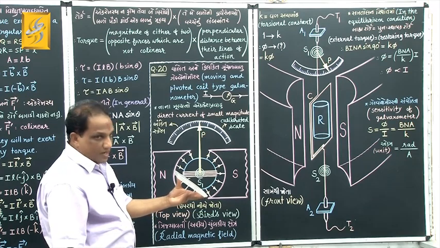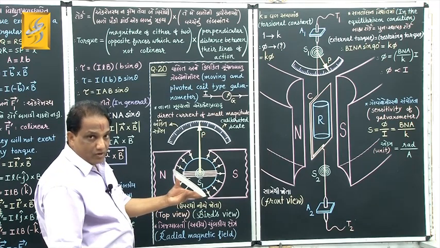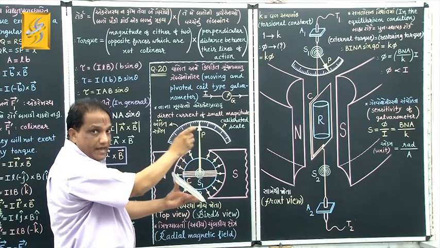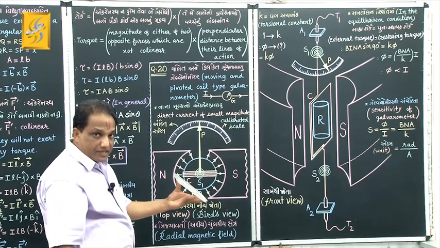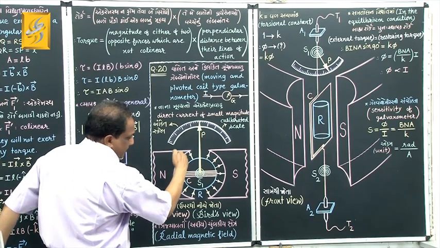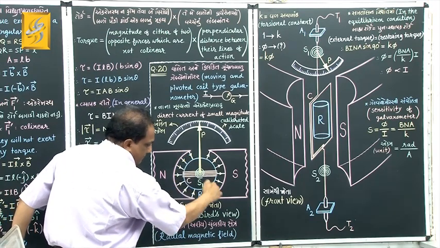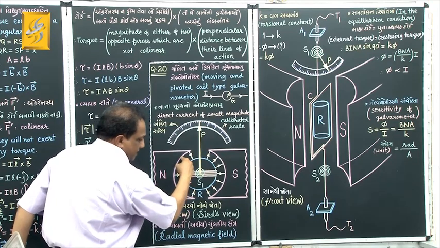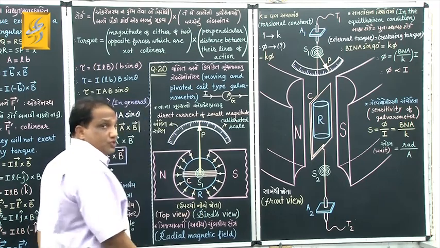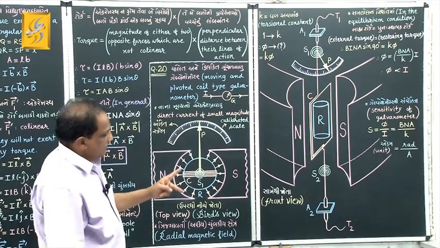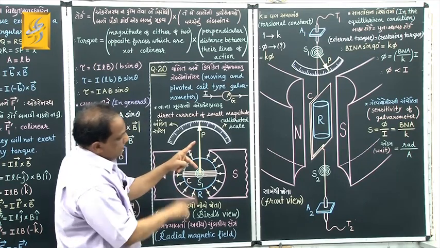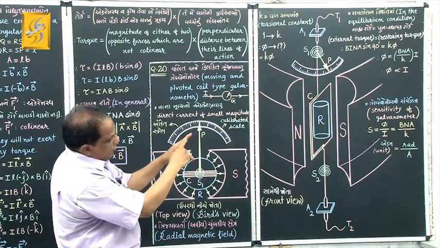Now tell me, how do you draw the area vector perpendicular to the plane of the coil? It will be like this, correct? And here the external effective magnetic field is this. When the position of the coil is like this, the external effective magnetic field is in this direction. So the situation is like this. This is the direction of magnetic field, and this is the direction of area vector. How to find these two?